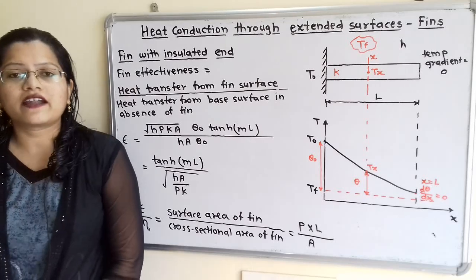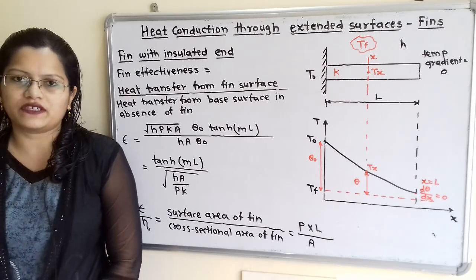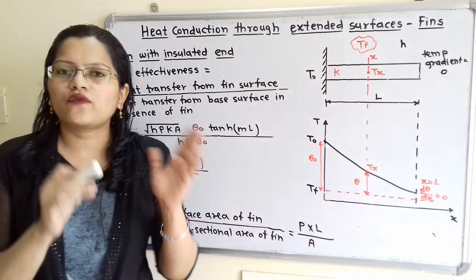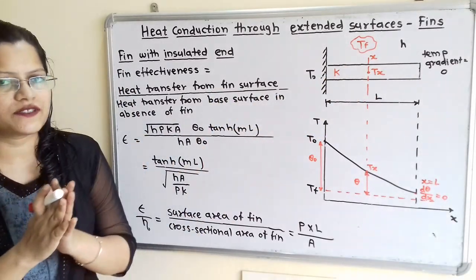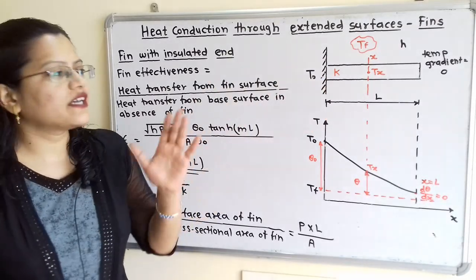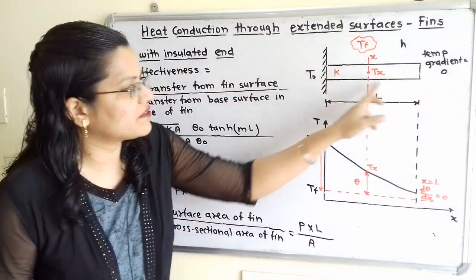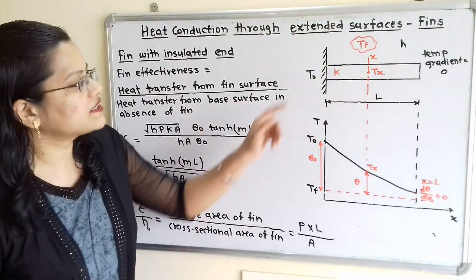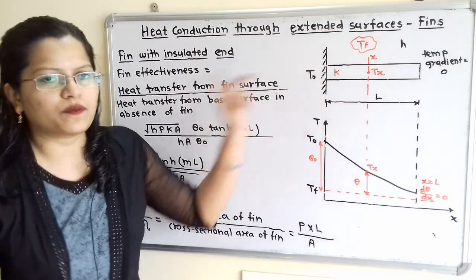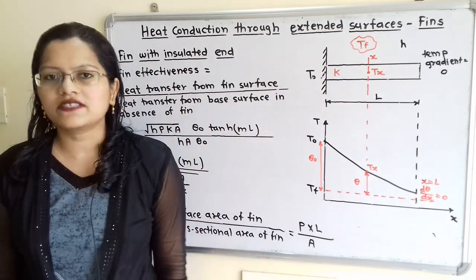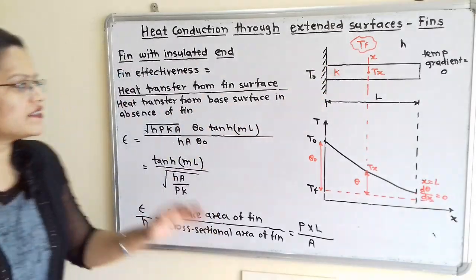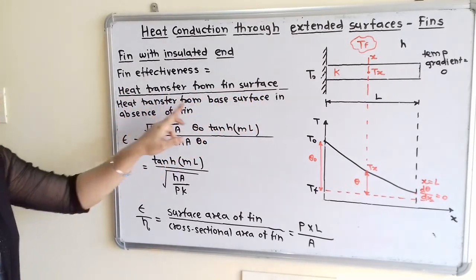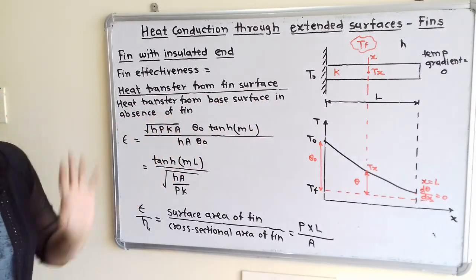Now we will understand the formula for fin effectiveness. How do we measure the effectiveness of the fin? We have to compare the heat transfer from the fin surface with the heat transfer from the base of the fin if the fin is not available. So it is the ratio of heat transfer from the fin surface to the heat transfer from the base surface in the absence of the fin.